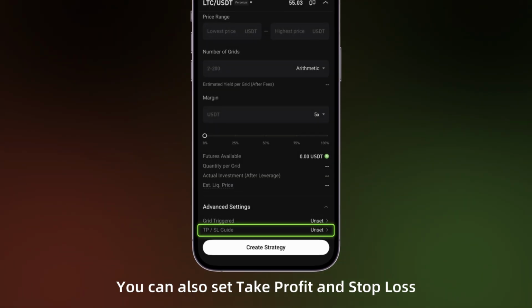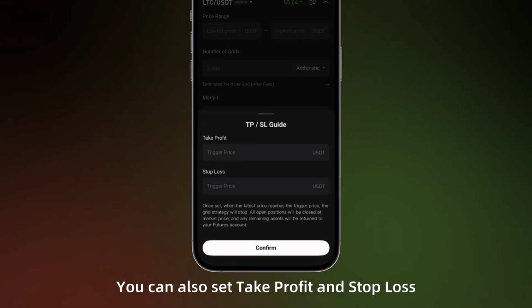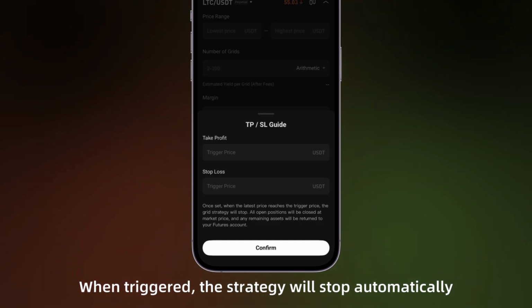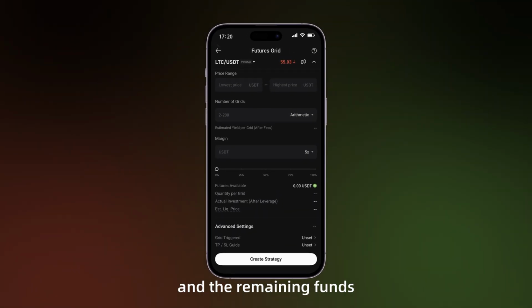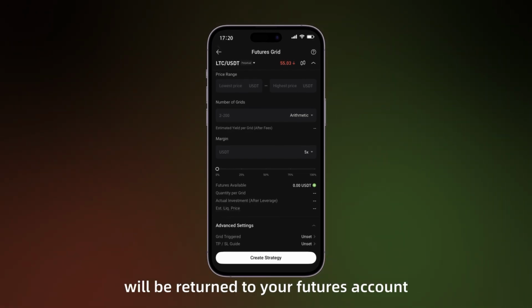You can also set take profit and stop loss. When triggered, the strategy will stop automatically. All positions will be closed at market price, and the remaining funds will be returned to your futures account.